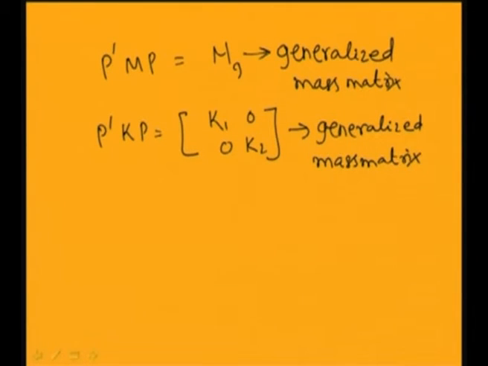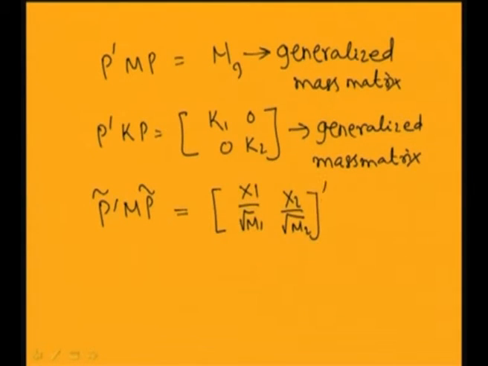So already I told you about the weighted modal matrix. So let me find this P weighted modal matrix, Mp. You can check that this is equal to [x1 by root over m1, x2 by root over m2] transpose M, and then [x1 by root over m1 and x2 by root over m2].